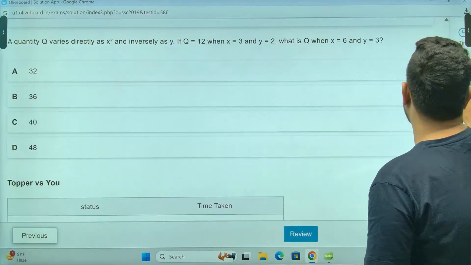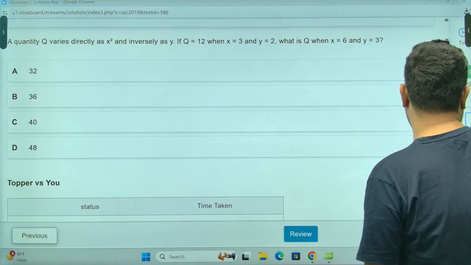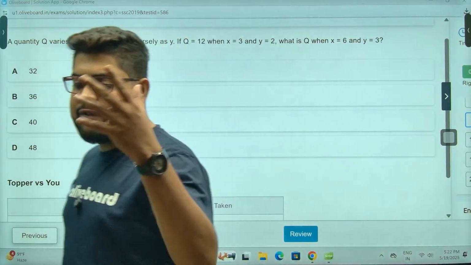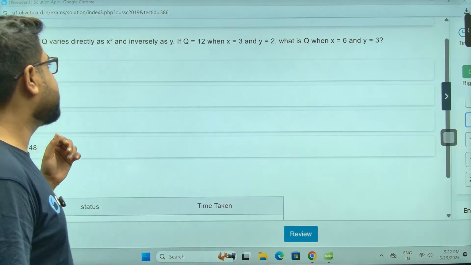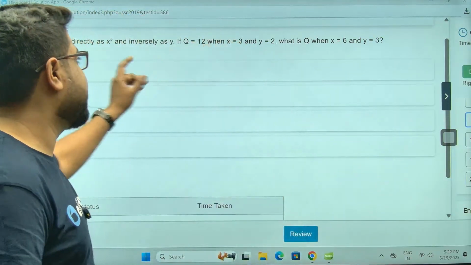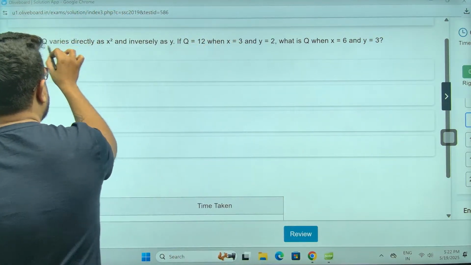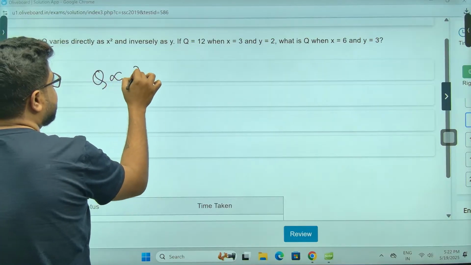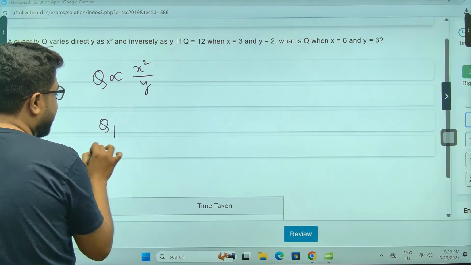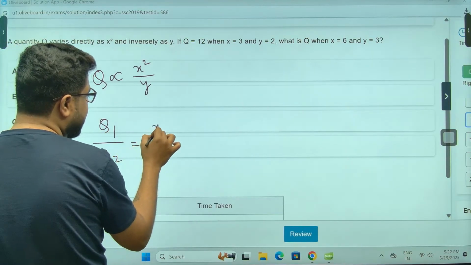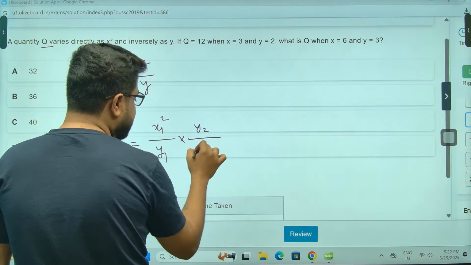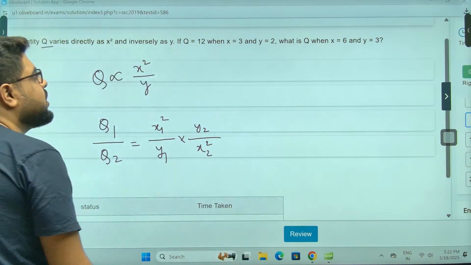A quantitative variation question. In my classes, I've shown you guys many questions in CHSL, CGL, that tree wala question, cost of a tree varies with the number of rings, varies with age, three proportion. So it's a basic one of that. A quantity Q varies as x square and inversely by y, meaning 1 by y. So that means what, sir? Q1 by Q2 is equal to x1 square by y1 into, sir, opposite I'm writing, y2 by x2 square. Division.